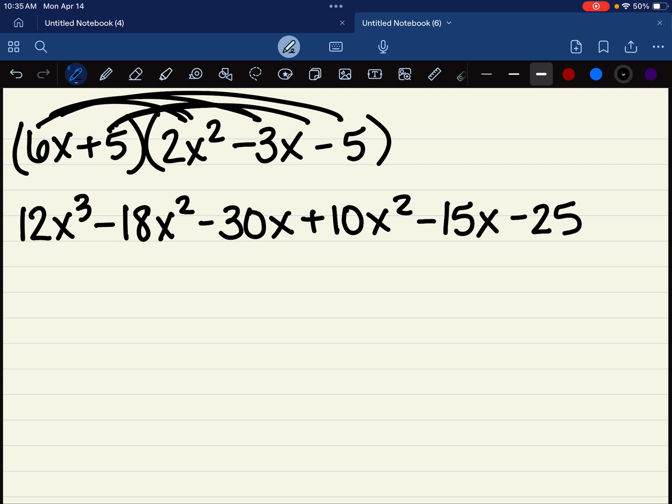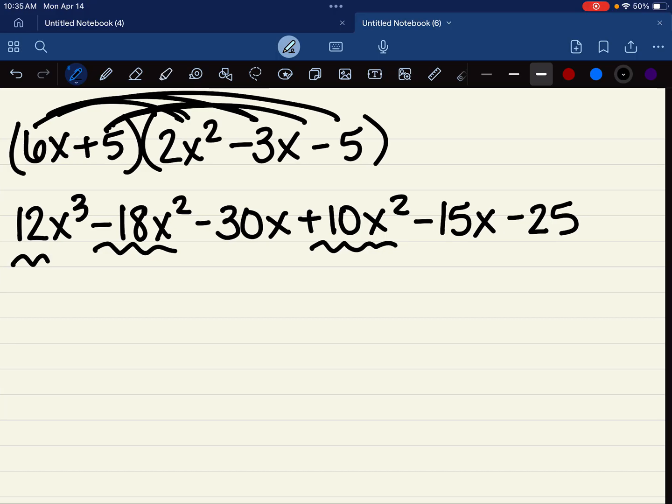18x squared and 10x squared. Okay. Now, should I bring anything down before I do x squared, Cayenne? Probably. What has that biggest exponent? The 12x. Good. So I'm going to go and bring down 12x to the third because I always start with the biggest exponent. Okay. And then like Cayenne said, we can add negative 18 plus 10. What's negative 18 plus 10? Negative 8. Keep the x squared.